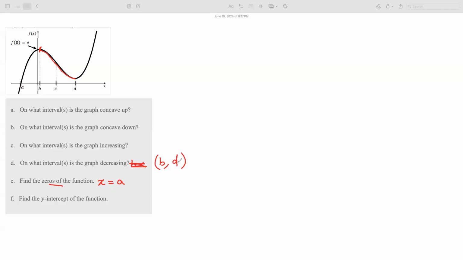Make sense? So between B to D, you can even write it like this, as an inequality: B less than X less than D.